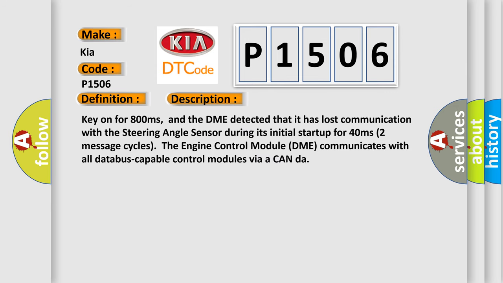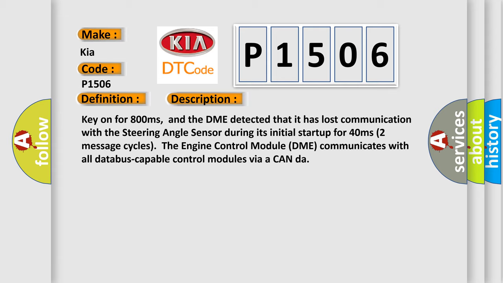Key on for 800 milliseconds, and the DME detected that it has lost communication with the steering angle sensor during its initial startup for 40 milliseconds. Two message cycles. The engine control module DME communicates with all databus-capable control modules via a CAN bus.